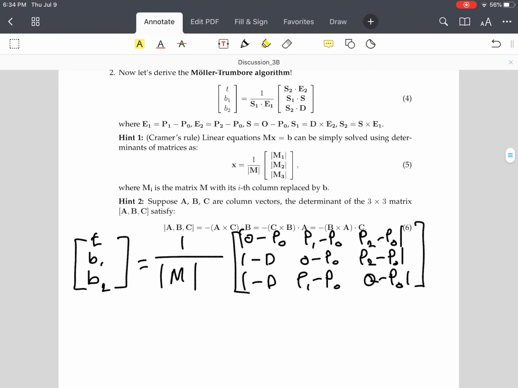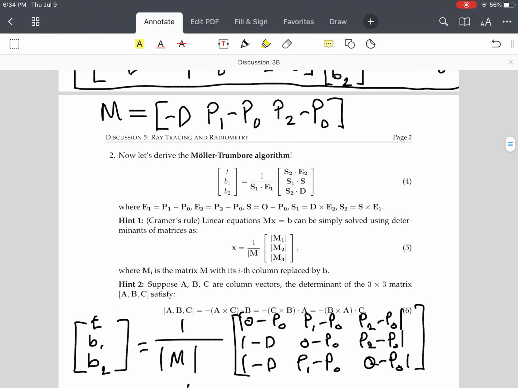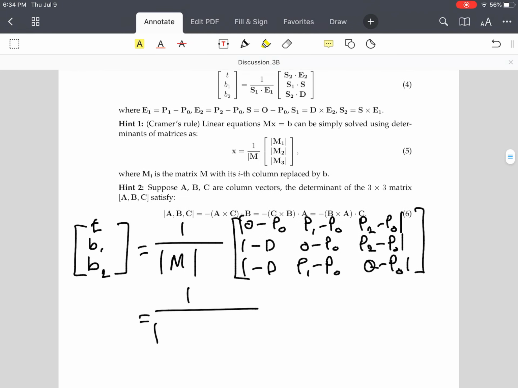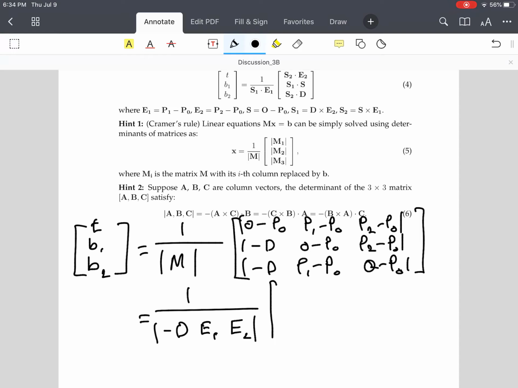If we look right here below equation 4, we have E1 is equal to P1 minus P0, all that. So let's rewrite this one more time. So equals 1 over, and so let's go here. M is negative D, P1 minus P0, P2 minus P0. So if we write that down, it's going to be negative D. P1 minus P0 is E1. So E1. And P2 minus P0 is E2. There we go.